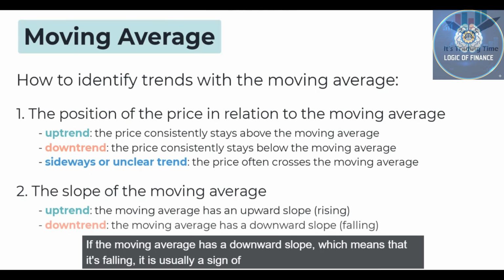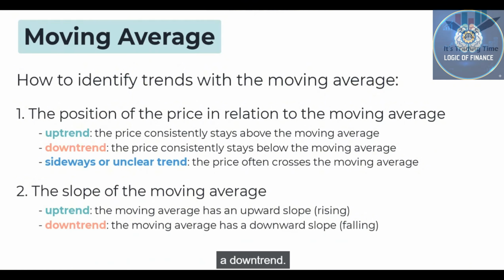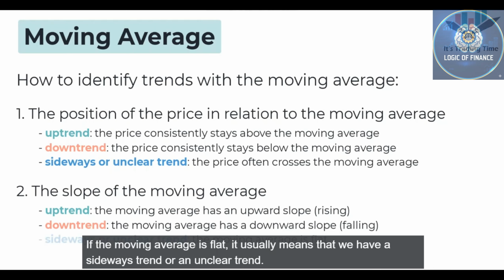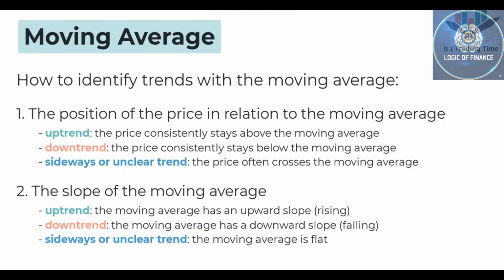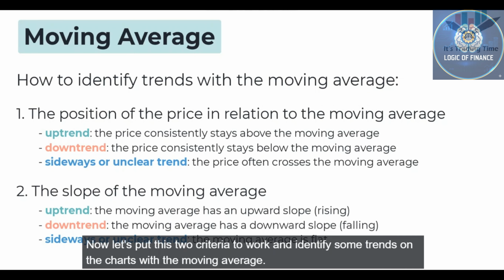If the moving average has a downward slope, which means that it's falling, it is usually a sign of a downtrend. If the moving average is flat, it usually means that we have a sideways trend or an unclear trend. Now, let's put these two criteria to work and identify some trends on the charts with the moving average.